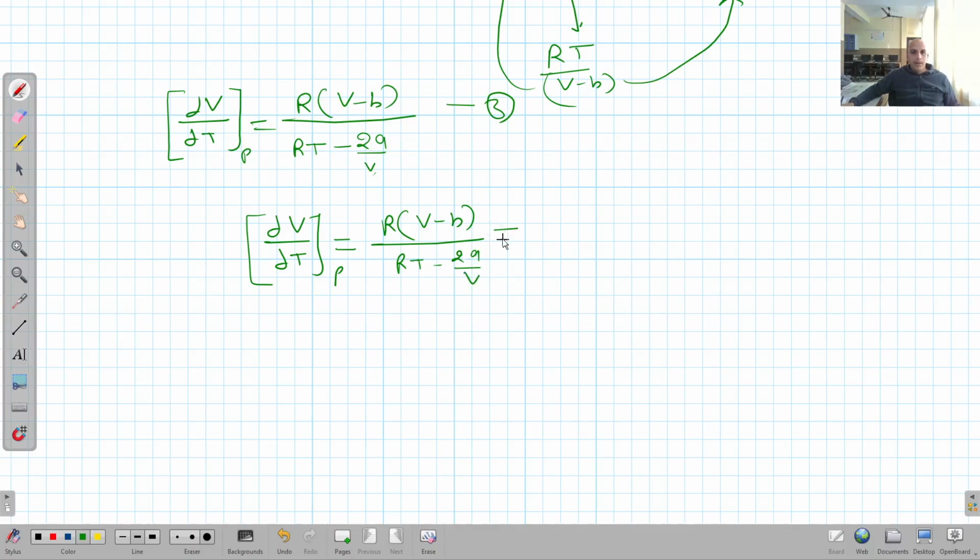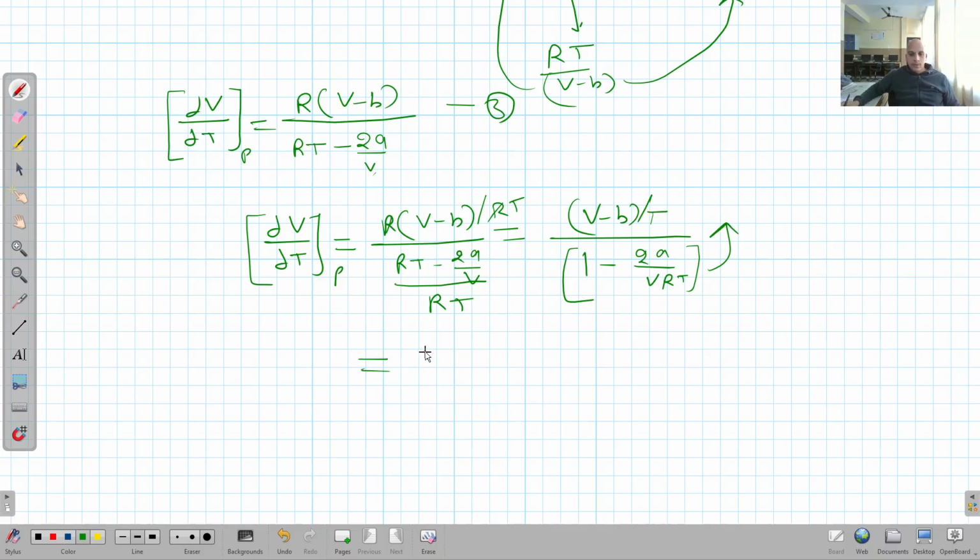That will further become, when I divide the numerator and denominator by RT, the R's get cancelled. I will get B minus B upon T in the numerator, and in the denominator I will get 1 minus 2a upon BRT. Clear? Now I will take the denominator up. It will become (B minus B upon T) into bracket 1 minus 2a upon BRT to the power minus 1.